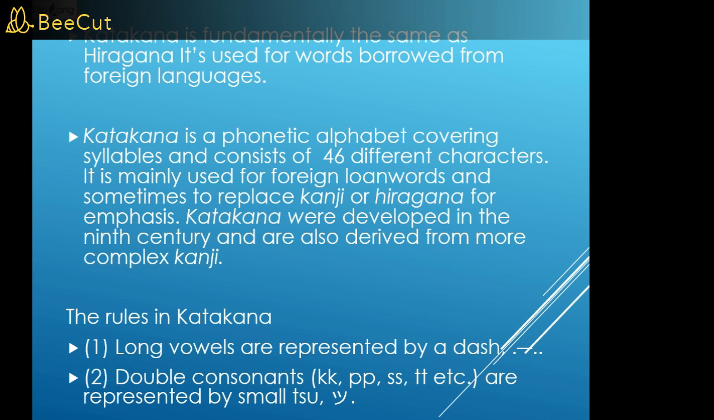The rules in katakana that we'll be learning at the end of the fourth video of katakana, not today: long vowels are represented by a dash, and double consonants like k, k, p, p, s, s, t, t, etc. are represented by a small tsu.